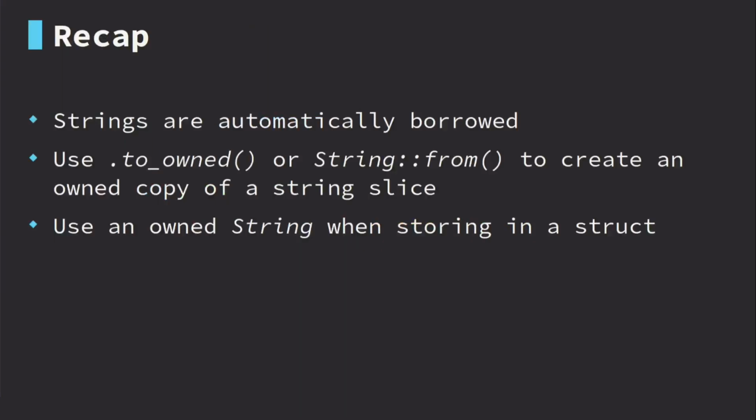To recap, strings are automatically borrowed. Use to_owned or String::from to create an owned copy of a string slice. Use an owned string when you're storing string data in a struct.